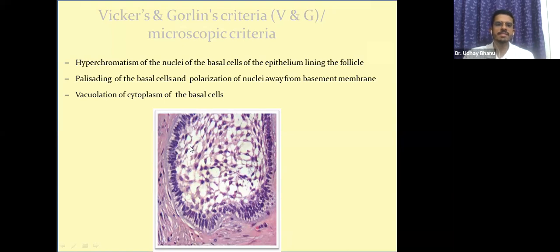Then you will also see something called subnuclear vacuolization. That means below the nuclei. That will be seen only in high power. Below the nuclei, you will find empty globular spaces which resemble vacuoles. So these three features, hyperchromatism, palisading with reversal of polarity, and subnuclear vacuolization, form the Vickers and Gorlin's criteria for diagnosis of an ameloblastoma.